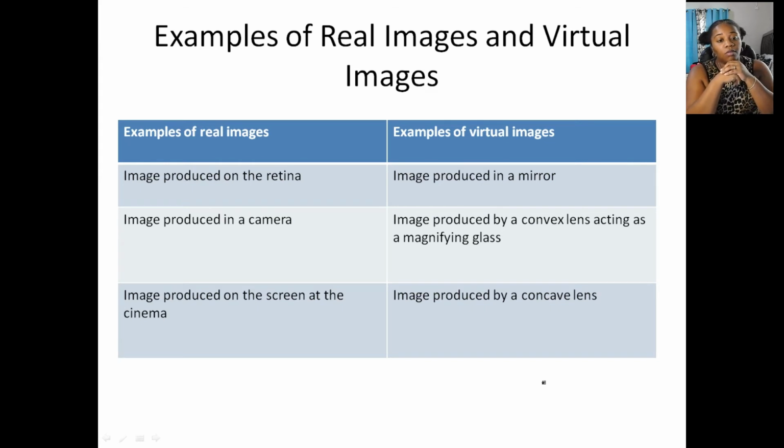Virtual images are images produced in the mirror. So what you see in the mirror is virtual. Images produced by a convex lens acting as a magnifying glass are virtual images, and images produced by a concave lens are also referred to as virtual images.